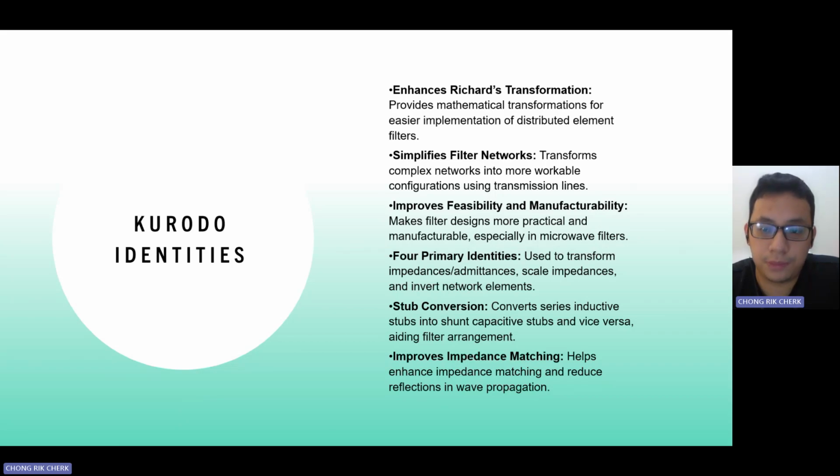It is the primary identity used to transform impedance or admittance, scale impedance, and invert network elements. Another function is the stub conversion. It converts series inductive stubs into shunt capacitive stubs and vice versa, aiding filter arrangement. Lastly, it improves impedance matching. It helps enhance impedance matching and reduce reflection in wave propagation.